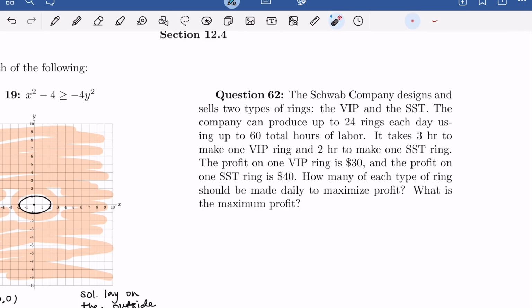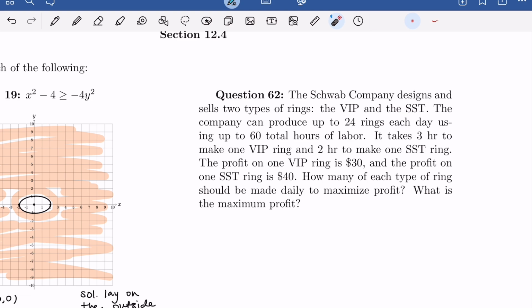All right, so for the last question in this section here, we're going to be graphing inequalities just like we saw in the last several examples here, but we're going to do that so that we can find a maximum value. So we're told that the Schwab Company designs and sells 2 types of rings, the VIP and the SST. The company can produce up to 24 rings each day and up to 60 hours total of labor. Now, we know that it takes 3 hours to make one VIP ring and 2 hours to make one SST. We're also given the profit for each of them. Now, with this information, we're going to be able to figure out how many of each type of ring should be made daily to maximize this profit and what that maximum profit is.